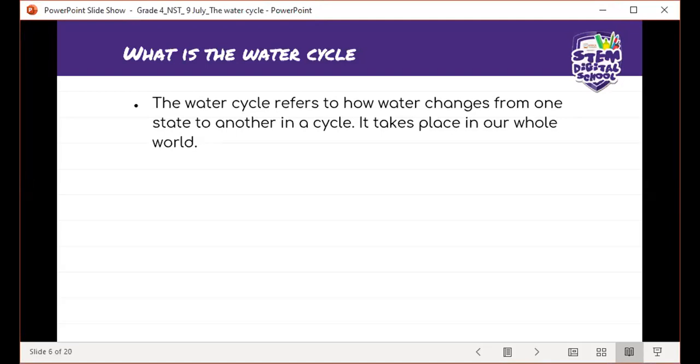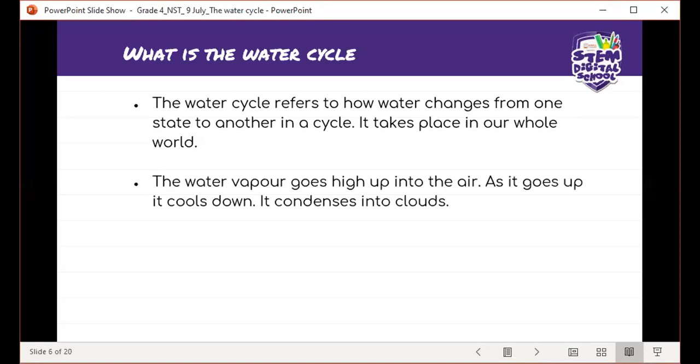As you guys remember, yesterday and the day before, we looked at the changes of state, okay? So very much important to incorporate the two in the water cycle, right? Then the next point says the water vapor goes high up into the air. As it goes up, it cools down and it condenses into the cloud.